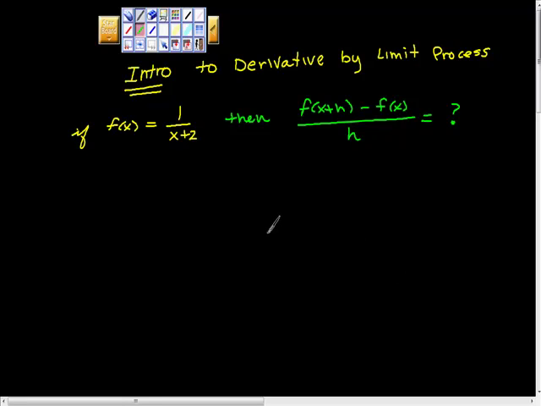Intro to derivative by limit process. This problem never intended to be a limit process problem, but it turns out to be one. So can we just take a look at this really quickly? And I think that you'll really get this.